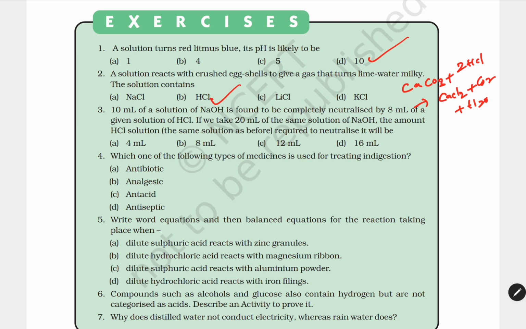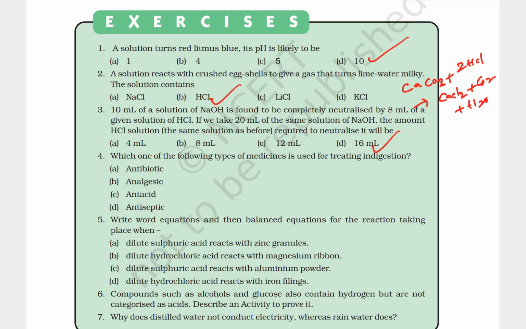Coming to the third question: 10 ml of NaOH is completely neutralized by 8 ml of HCl. How much HCl is needed for 20 ml of NaOH? 20 ml means exactly double. The neutralization ratio is constant, it remains the same. So for 10 ml it is 8 ml of HCl, then 20 ml of NaOH needs 16 ml of HCl.